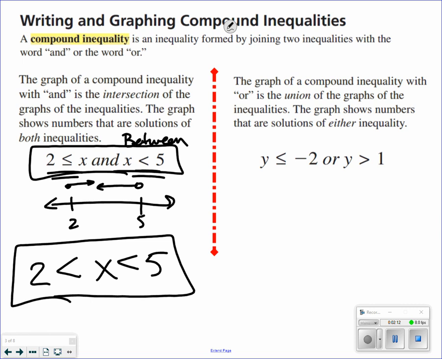Or, again, or is basically the union. You're basically having two graphs on the same graph. So you're talking about having less than or equal to -2 or greater than 1. These are graphs that are going in opposite directions.